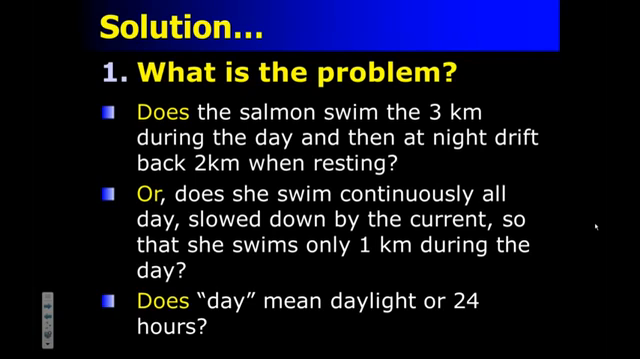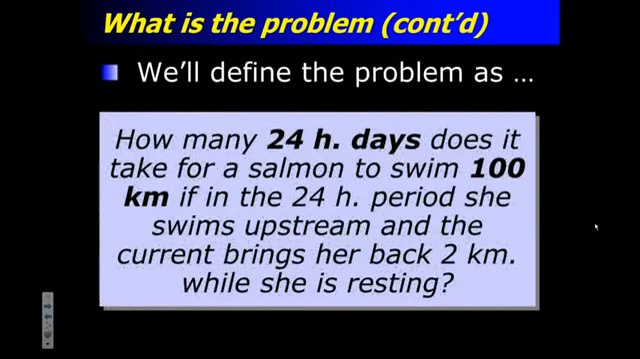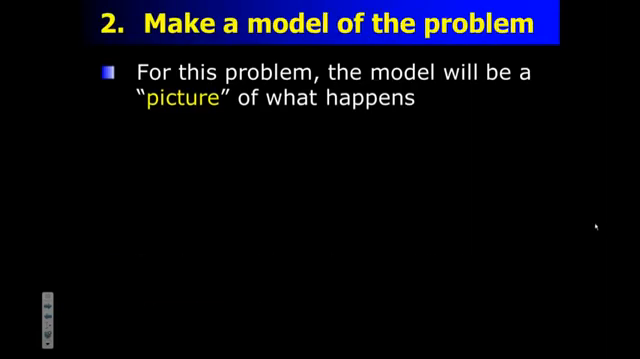So sometimes that's super important. In step 1, be sure what you're solving. So be clear. I'm going to redefine it. I'm going to say, okay, how many 24-hour days does it take for a salmon to swim 100 kilometers if in that 24-hour period she swims upstream and then when she rests she's pushed back 2 kilometers? So I've tried to answer the ambiguity there and be a little more clear.